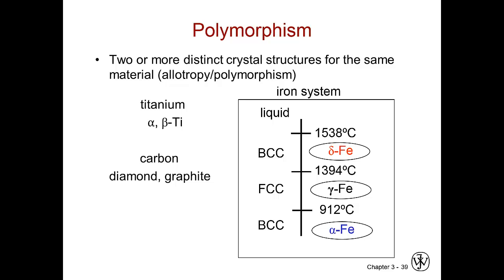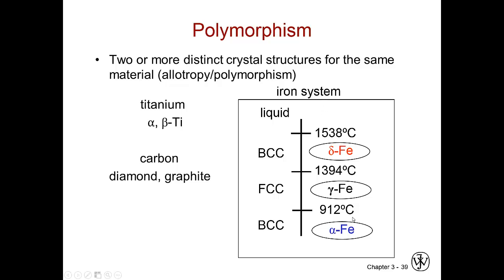Now, we mentioned the word polymorphism earlier, and again, it means many shapes. It means two or more crystal structures for the same material. So it could be titanium, which comes in an alpha or a beta form. That's how we distinguish between the two different types. We call them by various Greek letters, alpha and beta. And carbon can be polymorphic as well. So, for example, diamond and graphite.